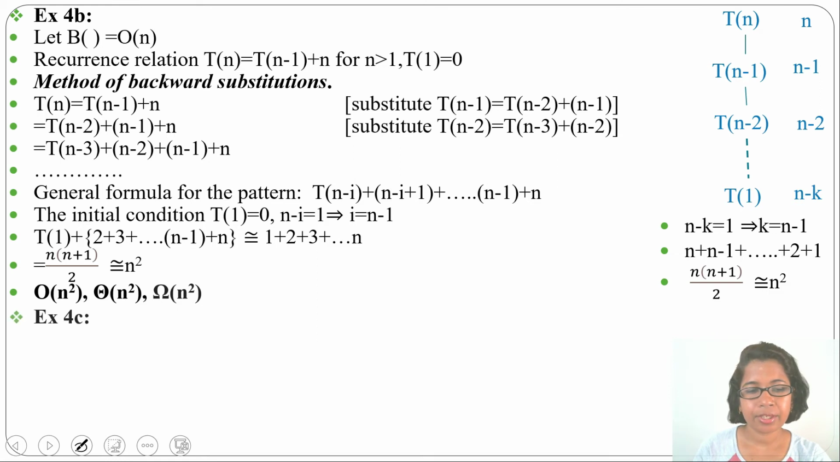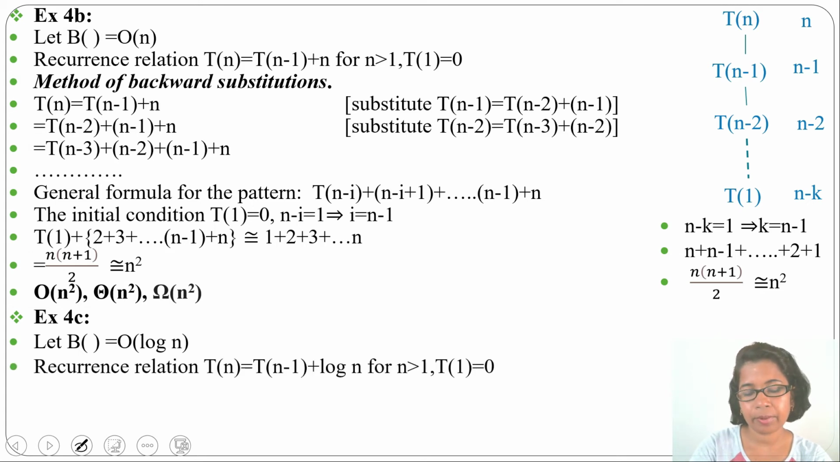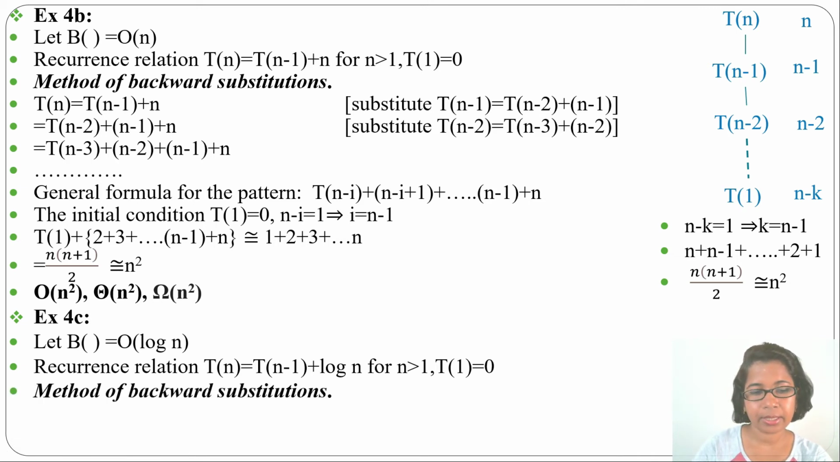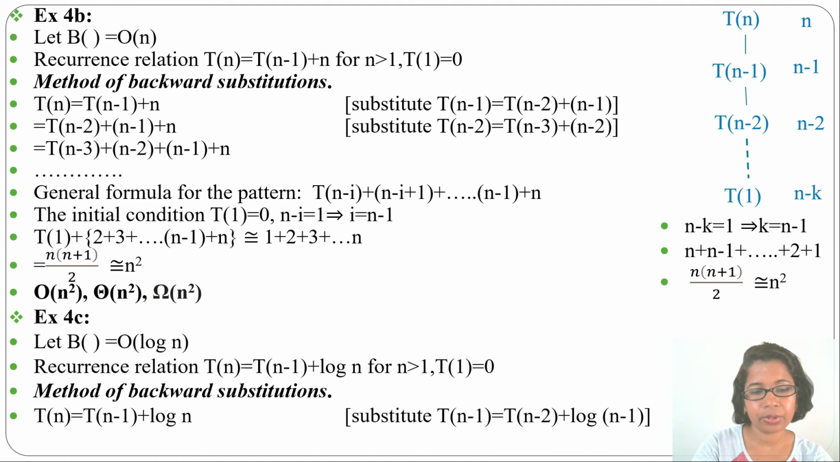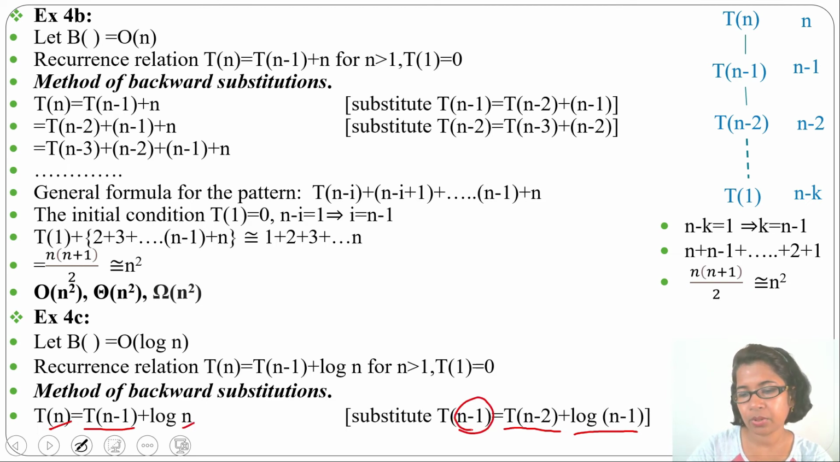Let's see another variation. Suppose the running time is big O of log n, then the recurrence relation will be T(n) equals T(n-1) plus log n. Let's apply the backward substitution method. So the recurrence relation is T(n) equals T(n-1) plus log n. In place of T(n-1), we can substitute T(n-2) plus log(n-1). When it is n, here it is log n. When it is n-1, it will be log(n-1).